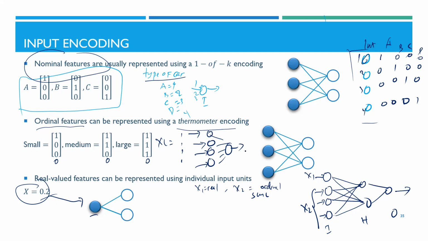Clear? So only one value and then one node. If we have x1 as a real value and x2 as a real value, for example, then of course we have two nodes: the first node for x1 and the second node for x2.